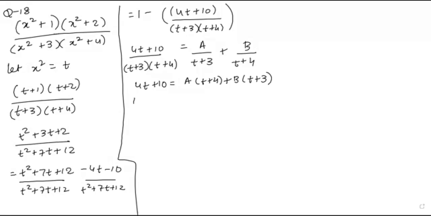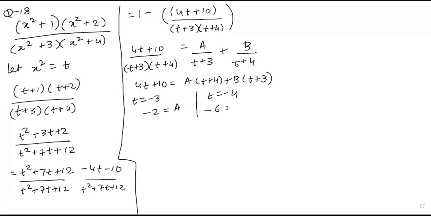So here I will assume t as minus 3. So minus 12 plus 10 will give me minus 2, and 4 minus 3 is 1. The value of a is minus 2. And if I assume t as minus 4, then minus 16 plus 10 I will have minus 6. And here a will get eliminated and b will be minus 1. The value of b is 6.